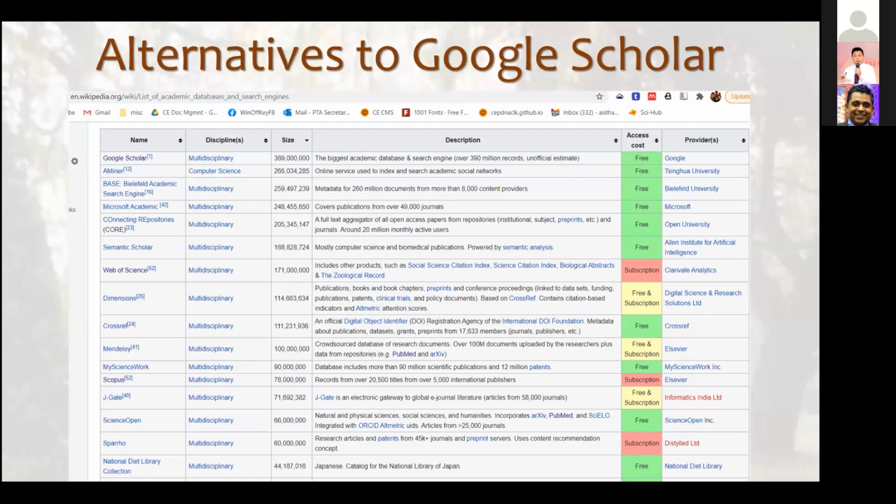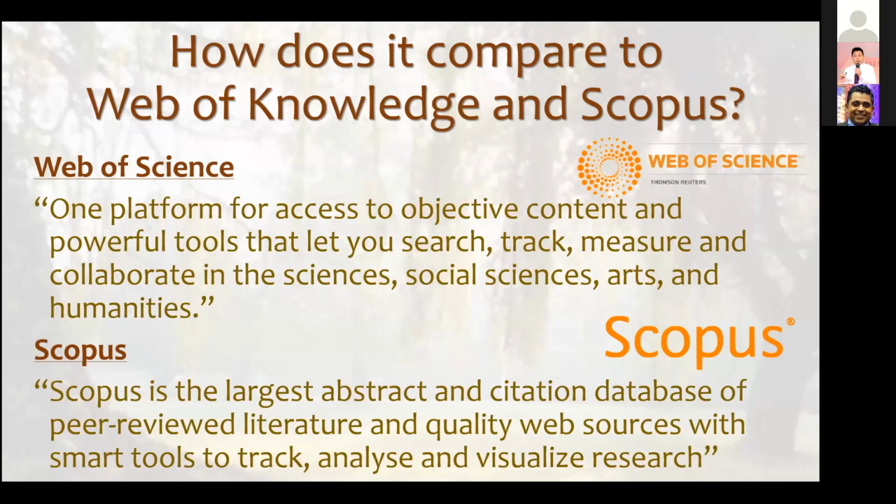So earlier there were things like Web of Science, earlier known as Web of Knowledge, which used to be one of the sources that people used most, and Scopus, which has now mostly come to Google Scholar, because most of the things that you can find here are in Google Scholar as well.